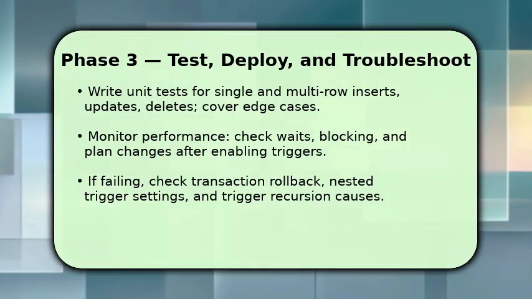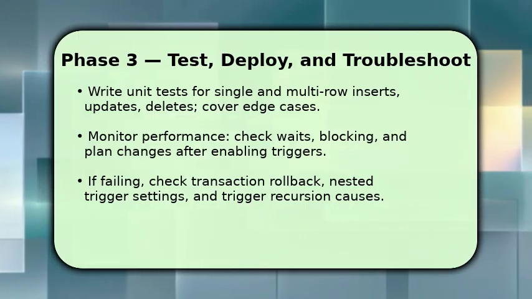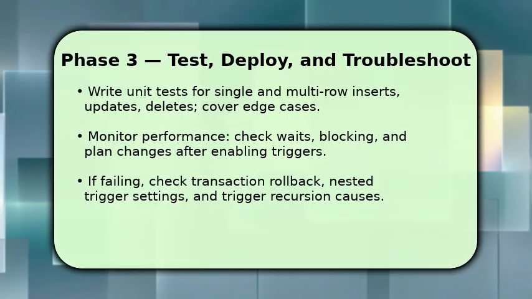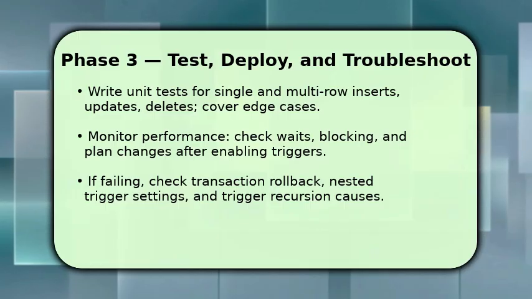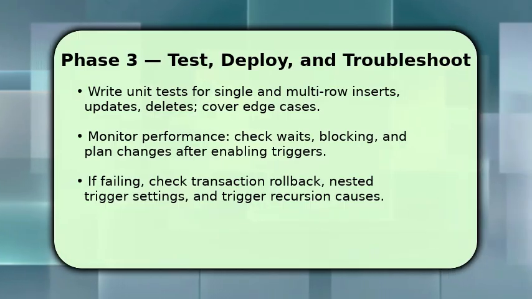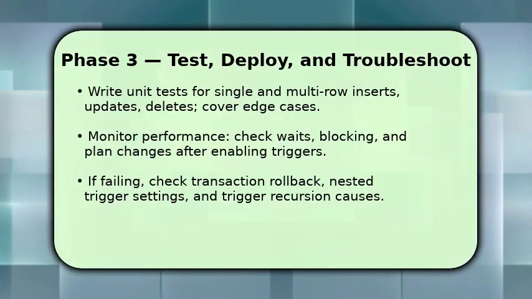If something goes wrong, first verify whether the trigger caused a transaction rollback, whether nested triggers or recursive trigger settings are enabled, and whether your logic assumes a single-row context. Fix by isolating the failing statement, adding logging, and applying the minimal corrective change.